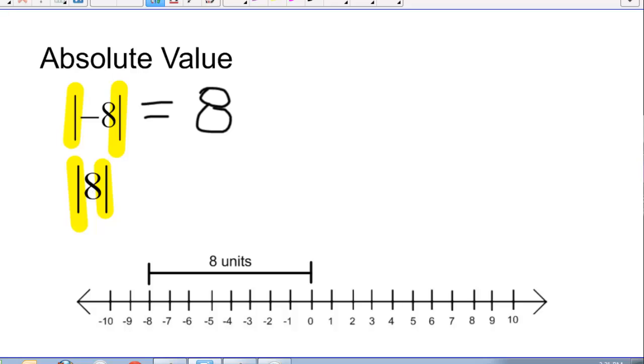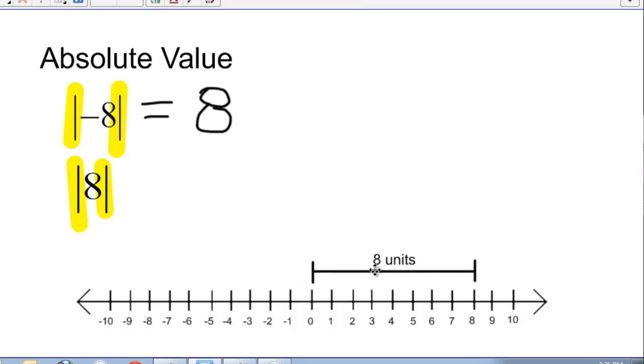Now I'm looking at the absolute value of +8. Well, +8 is also 8 units away from 0. So the absolute value of +8 is also 8. So again, absolute value is a number's distance from 0, and it's always going to be positive. So if I have absolute value of a negative number, that's positive. Absolute value of a positive number, also positive. Always positive because it's a distance.